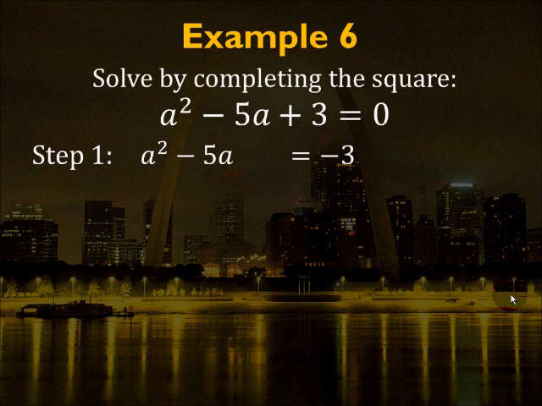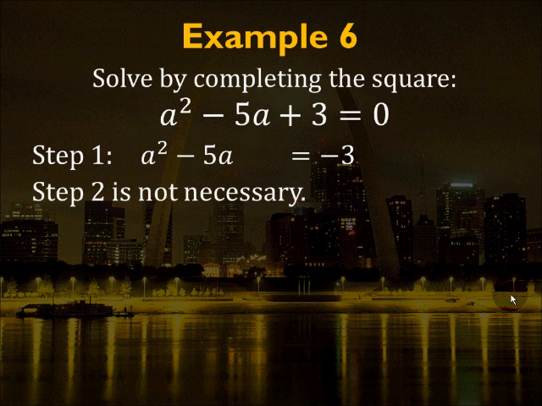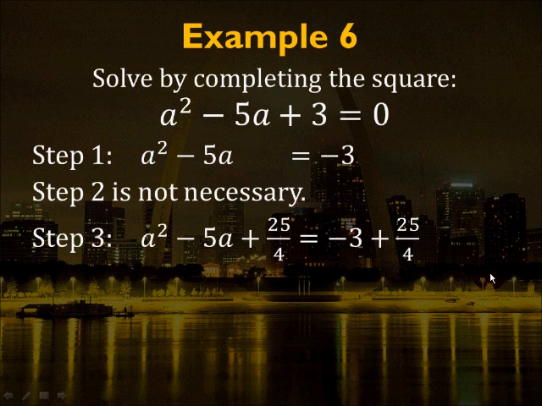Alright, so let's move the 3 to the right side, so you get a squared minus 5a equals negative 3. Now, you don't have to worry about step 2 because we have a 1, or an imaginary 1 in front of the a squared. Now you will take half of b, which is negative 5 halves, so it's negative 5 over 2 squared, which is 25 fourths. And now you have to add 25 fourths to both sides.